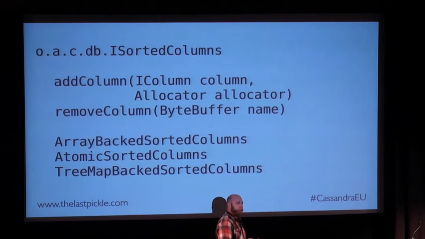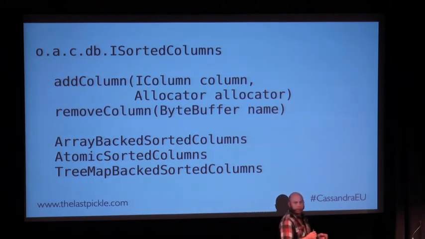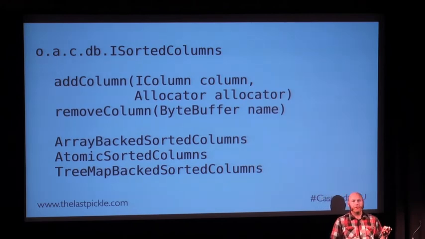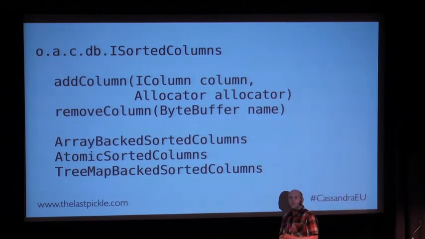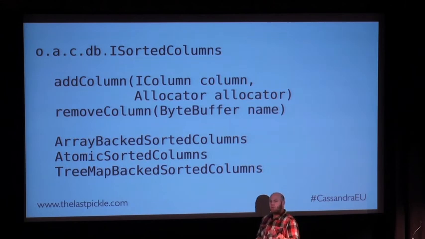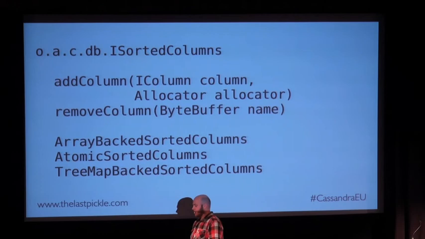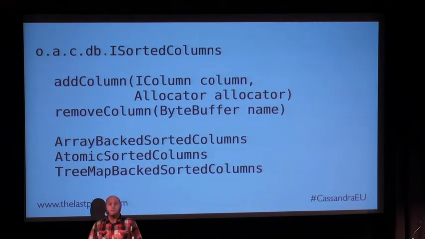The atomic sorted columns is used by the memtable. This is the one that gives us our row level isolation. So if we're going to update 50 columns, readers will only see 0 or 50 of those columns. To do that, it uses a data structure called SnapTree, and it makes some zero copy clones, updates things, and does compare and set to push it back. And lastly, the tree map backed sorted columns is used in a lot of other places, and it's a thread safe structure.